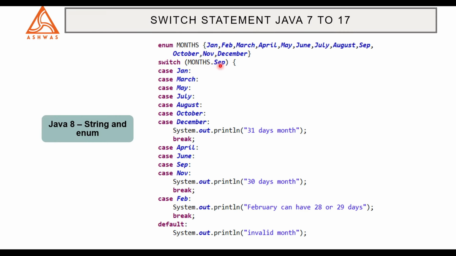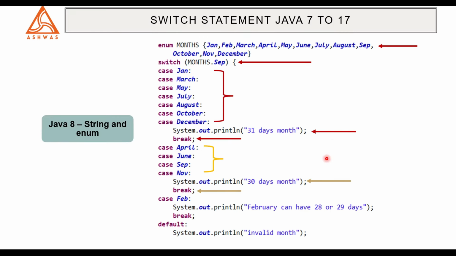Now my switch is going to see whether I find SEP as a matching case label. I go through this, I don't find anything, so I'm going to ignore this part and go down. Yes, there is this SEP. I'm going to execute this and I say 30 days month. I'm going to execute the break. If I would have passed months.feb here, my flow would have come here. I would have said February, executed this statement, executed the break and ended. And like everything else, if I have a default in place and no matching case, I execute default. So this is pretty much how we use enum with switch.